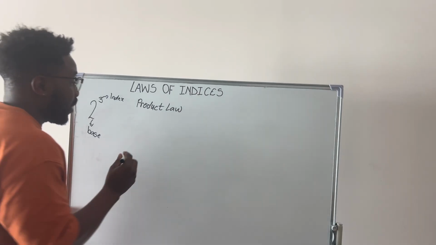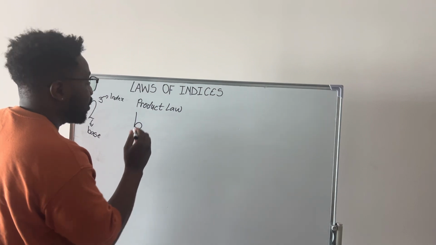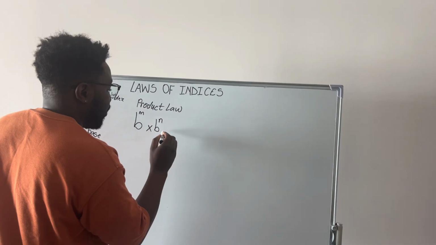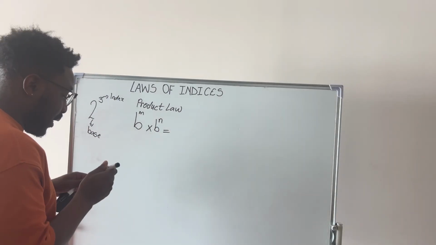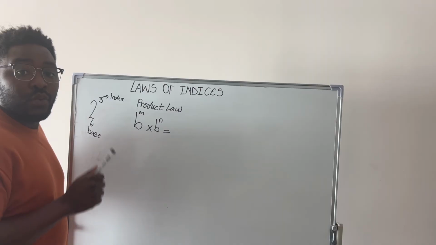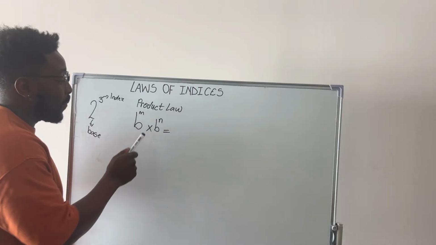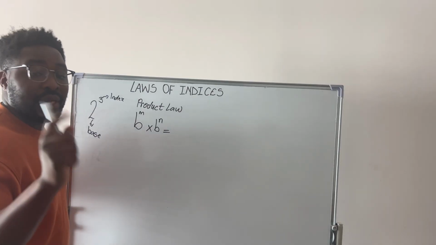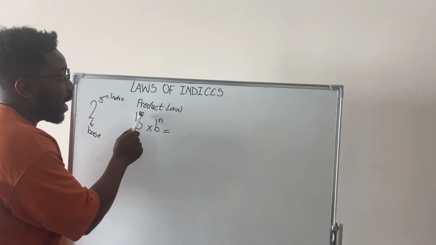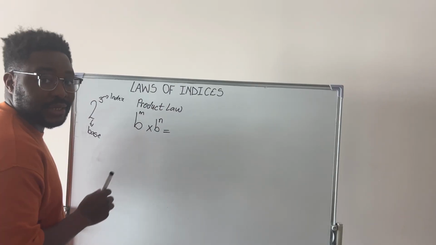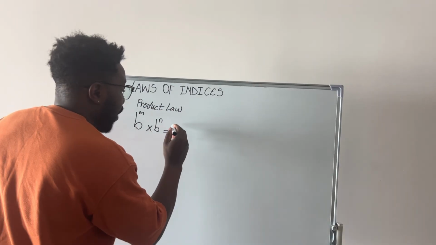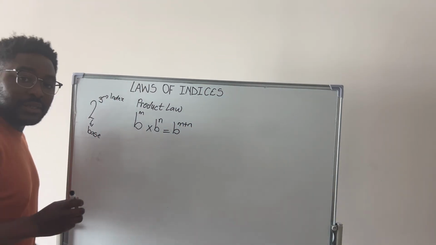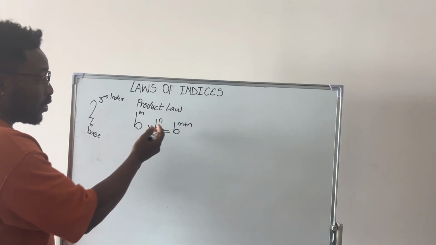So let's say we have b raised to m multiplied by b raised to n. Now remember, the product law states that when you are multiplying an expression with the same base, you have to keep the base and add their indices. So in our case we keep our base and add their indices.